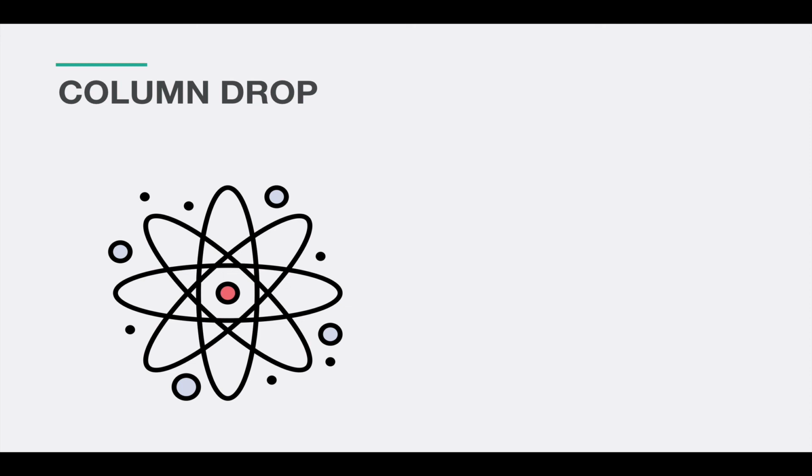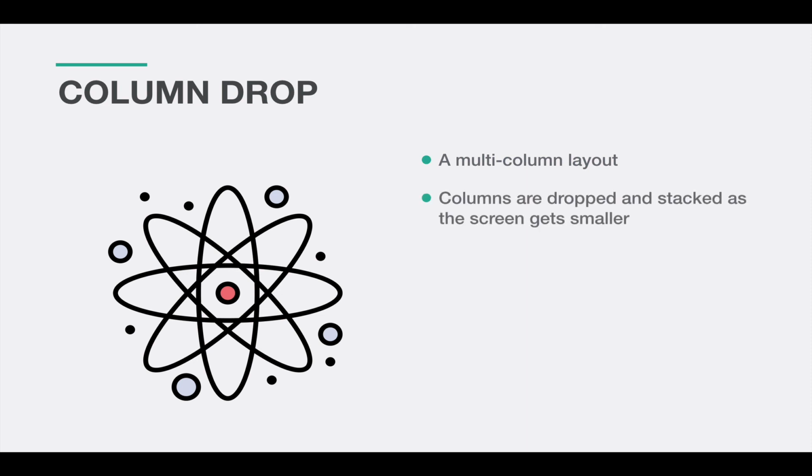The third pattern we're going to talk about is the column drop. And the idea behind this one is that you would structure your elements in a multi-column layout. Okay, so we have all our columns laid out. And as the screen gets smaller, we will drop columns and stack them down below. So we'll start with like 3 columns. We get a little bit smaller. Now we have 2 columns at the top and 1 column at the bottom. And then we'll get down to just a single column.